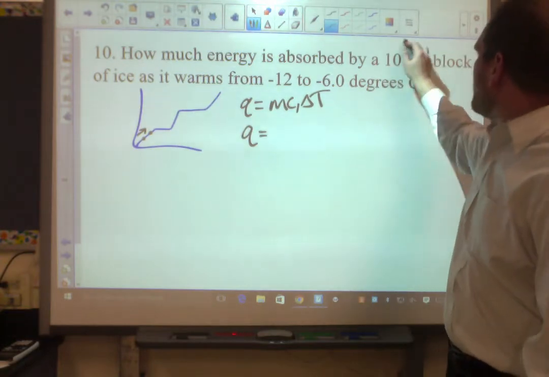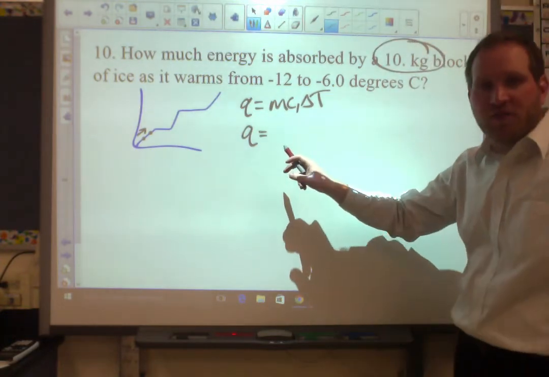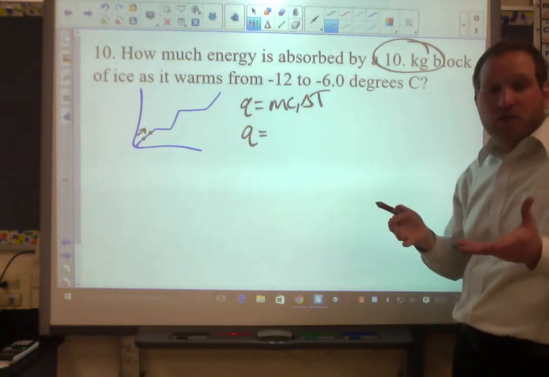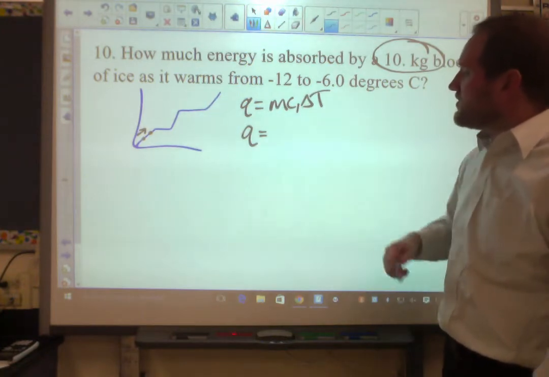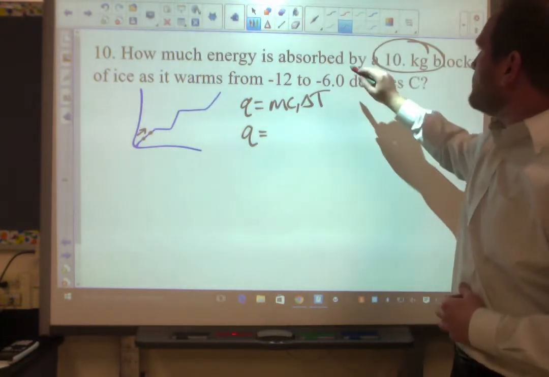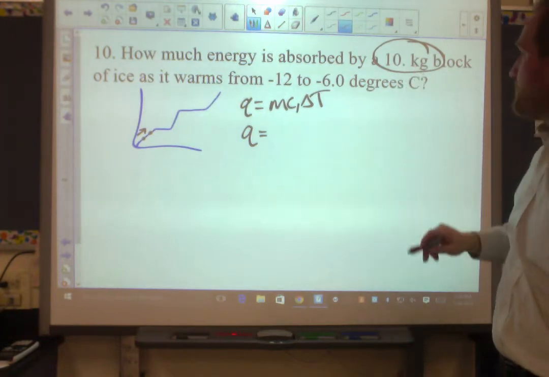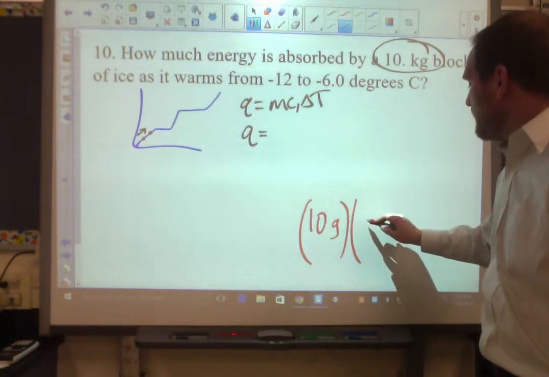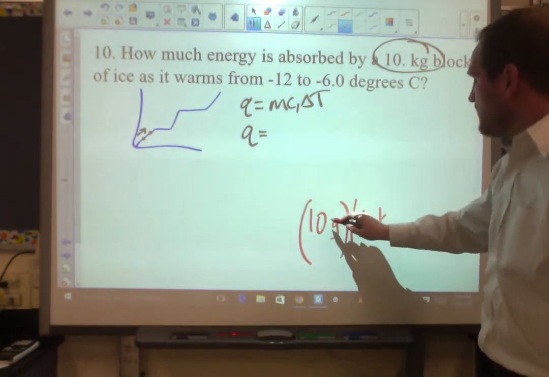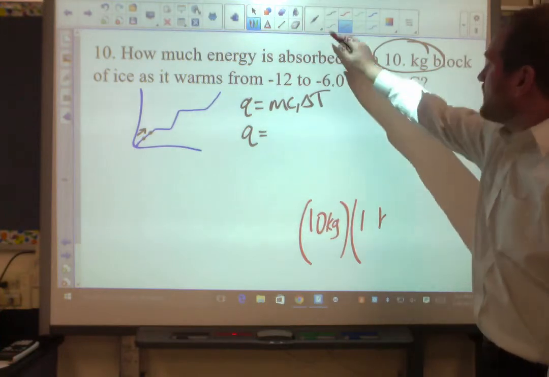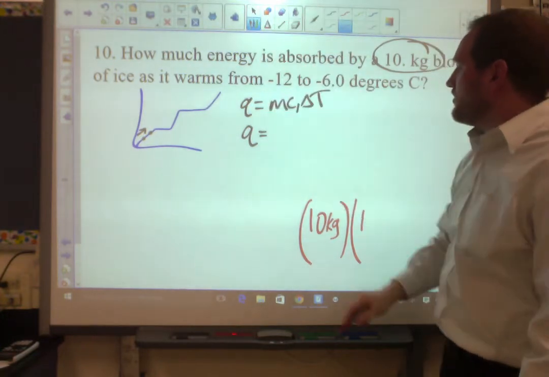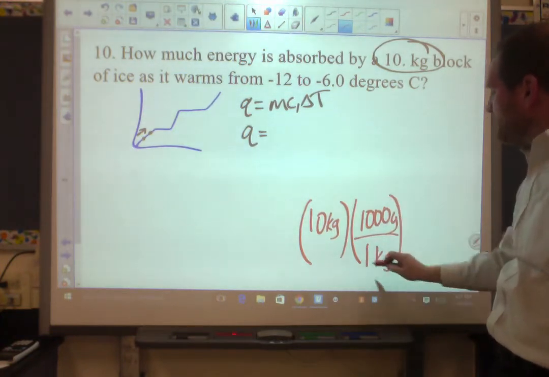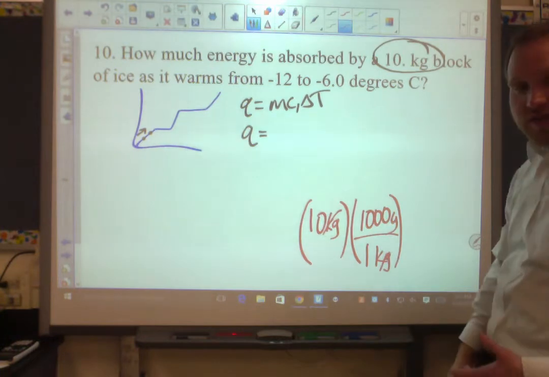The mass is 10 kilograms, but I cannot plug in 10 for mass. It has to be in grams. Why? Because the C value we use is calibrated on grams. So you have to use grams for this. So if you can't do this in your head, which you should be able to do, it's 10 kilograms times, for kilograms, 1,000 grams equals 1 kilogram. So that's what your setup looks like. 10 times 1,000 is 10,000.